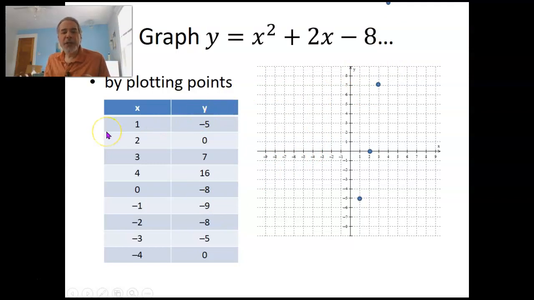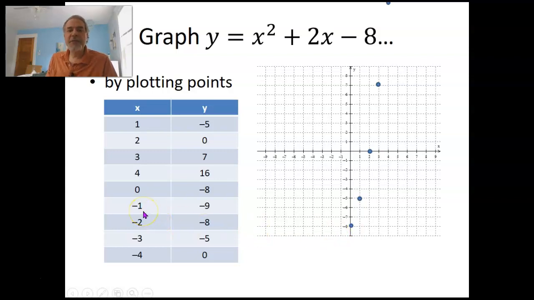Now, don't limit yourself to just positive numbers. Remember, x can be anything. It could be positive, it could be negative, it could be 0. In fact, let's try 0. If we put in 0 for x, 0 squared plus 2 times 0 minus 8 would just be negative 8. So the point 0, negative 8 is on the graph.